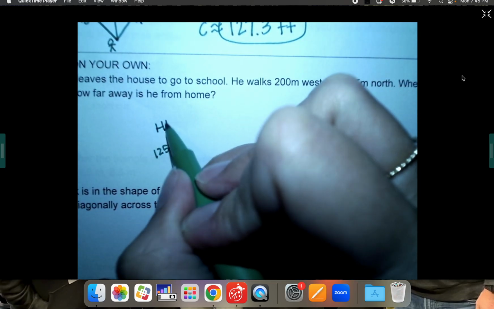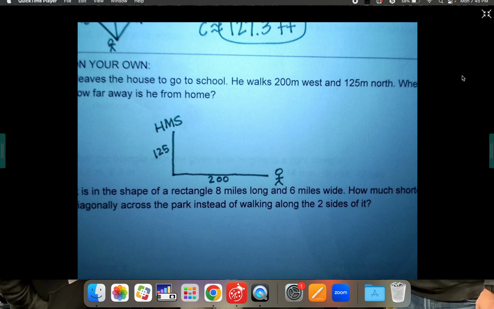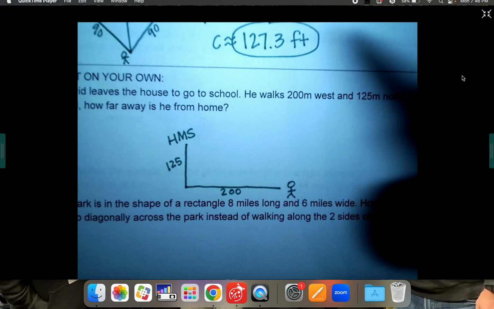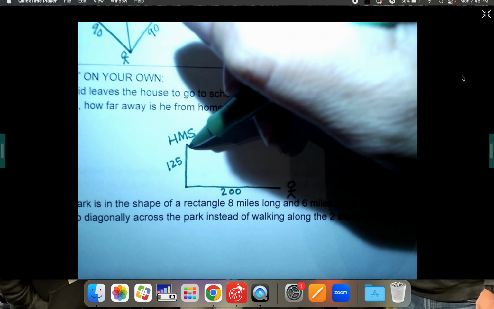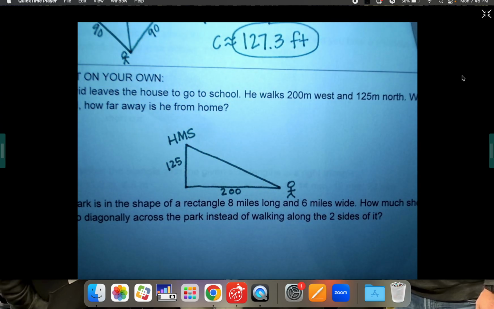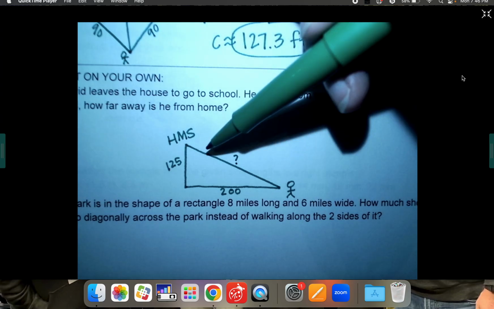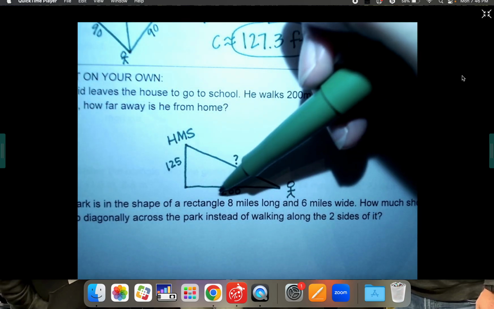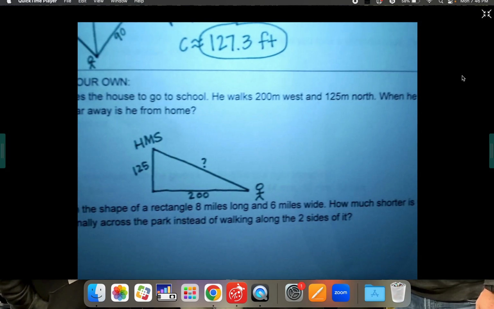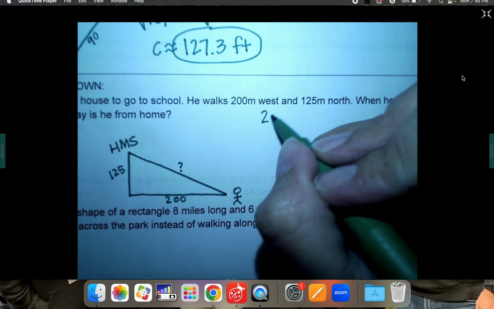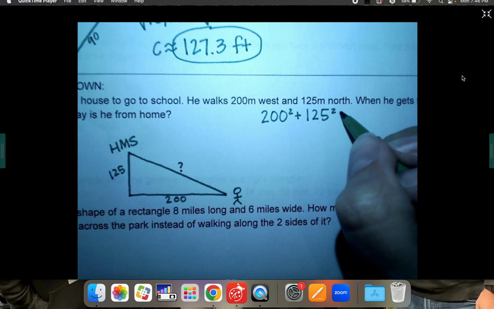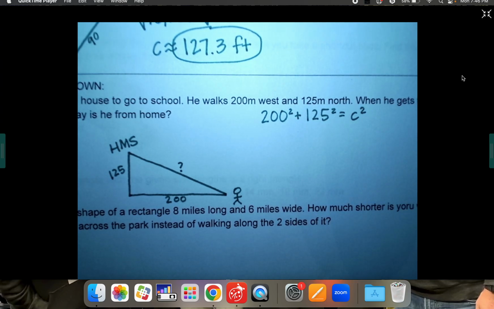I'm not going to put bars on it this time. So he gets to school. When he gets to school, how far is he away from home? This is literally the exact same problem. So what we're wondering is how far is the diagonal route, which is the C, the hypotenuse. So since we have the two leg lengths, we're going to be adding. So we're going to do 200 squared plus 125 squared, and that's going to equal the length of the hypotenuse squared.